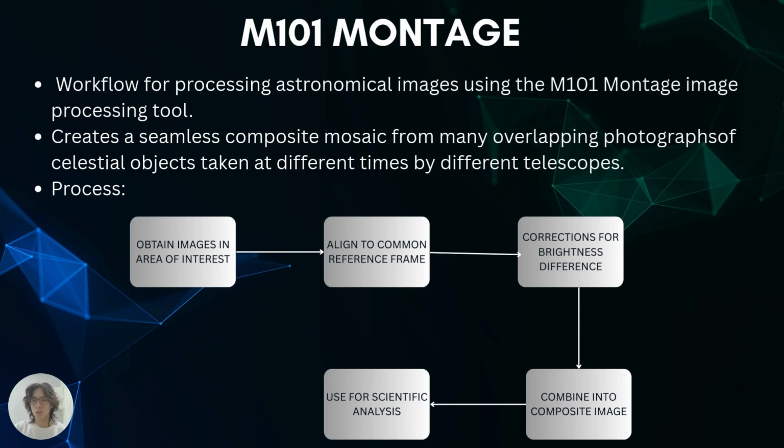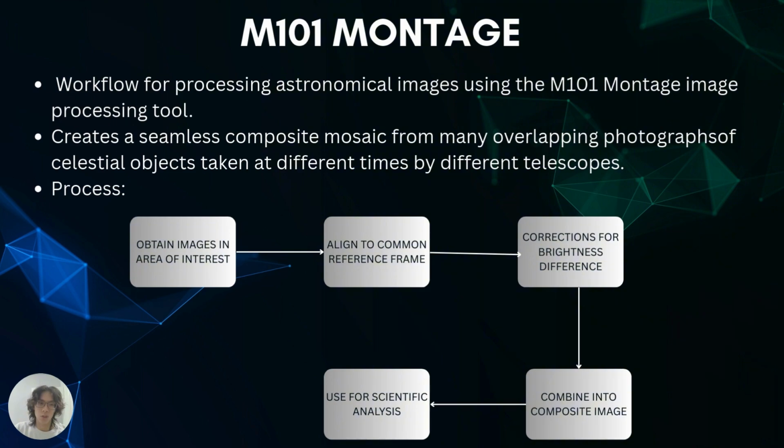This process involves obtaining images that are in the vicinity of the area of interest, aligning them to a common reference frame, also known as registering, correcting for any differences in brightness between the images, and then combining the aligned photographs into one high quality composite image. The completed composite image can then be used for various scientific analyses, including investigating the structure of galaxies and determining rates of star formation.